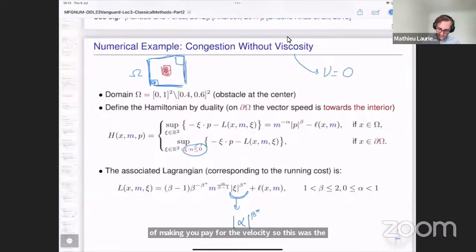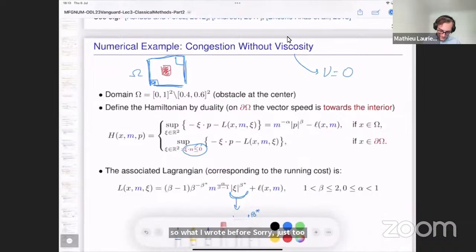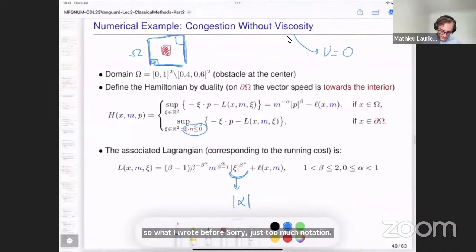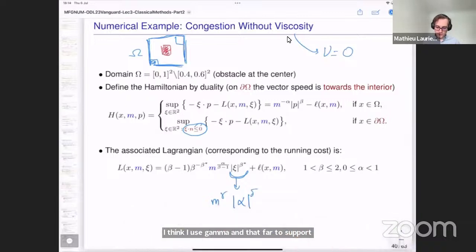And what I wrote before, sorry, just to match the notation, I think I said something like m to the power gamma and alpha to the power delta. Well, you can put two constants for the exponents. And for this specific choice of constants, alpha over beta minus 1 and beta star respectively, you find exactly the Hamiltonian described above, which is with power minus alpha and beta. So there is always a game of powers between the Lagrangian and the Hamiltonian. You have to do the computations. But here the Hamiltonian has a simple expression.